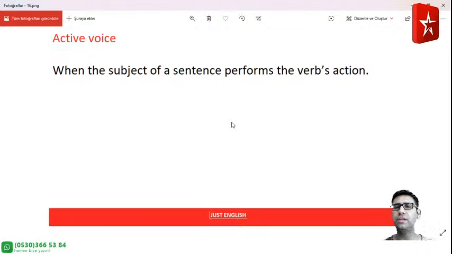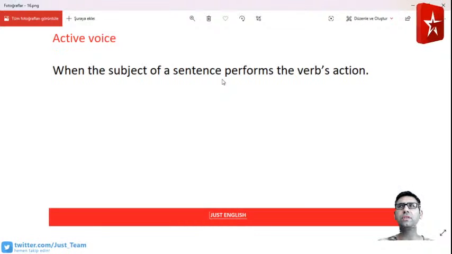So this is the definition for active voice. Basically, the sentences that we used to make before this session. When the subject of a sentence performs the verb's action. Reading again, we are using active voice when, this is the important part, the subject of a sentence performs the verb's action. So, subject of a sentence, what is that?